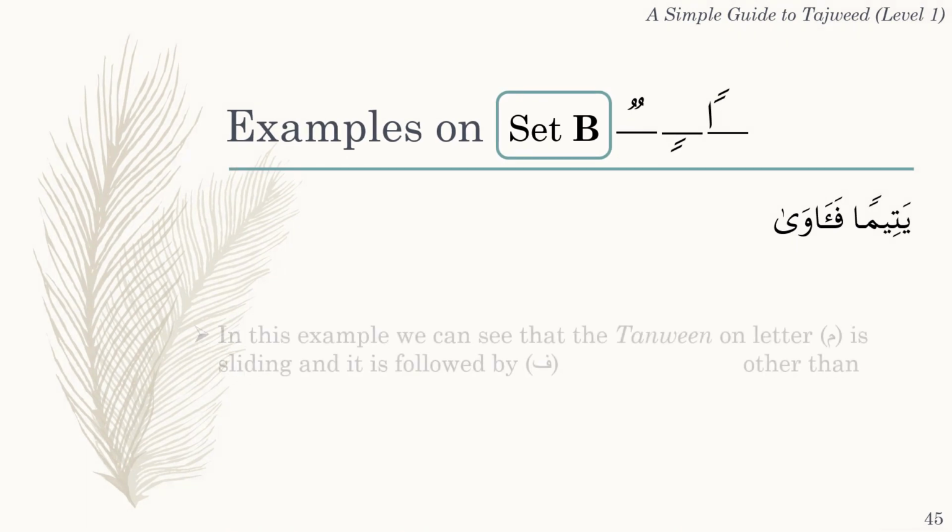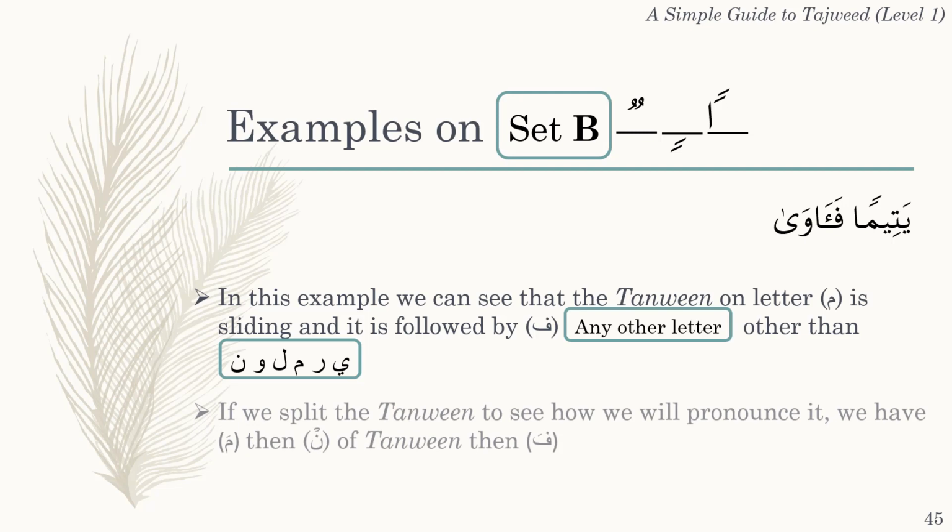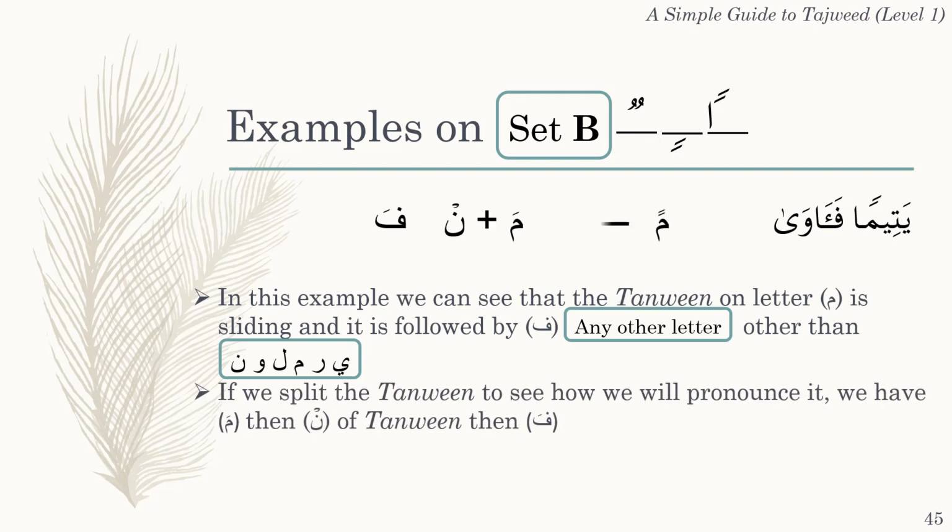One last example. In this example, we can see that the tanween on letter mim is sliding, and it is followed by fa, which is part of the any other letter group other than yarmulun. If we split the tanween to see how we will pronounce it, we have mim with fatha, then noon sakina of tanween, then fa with fatha.